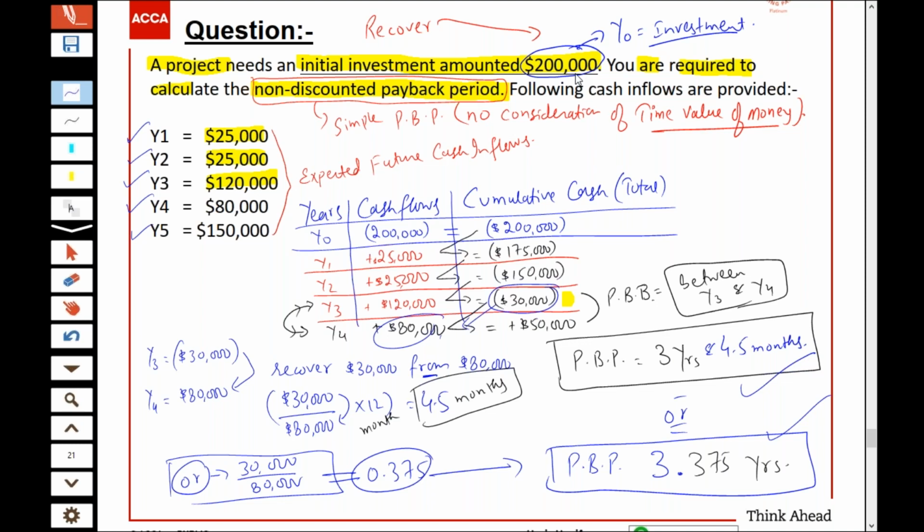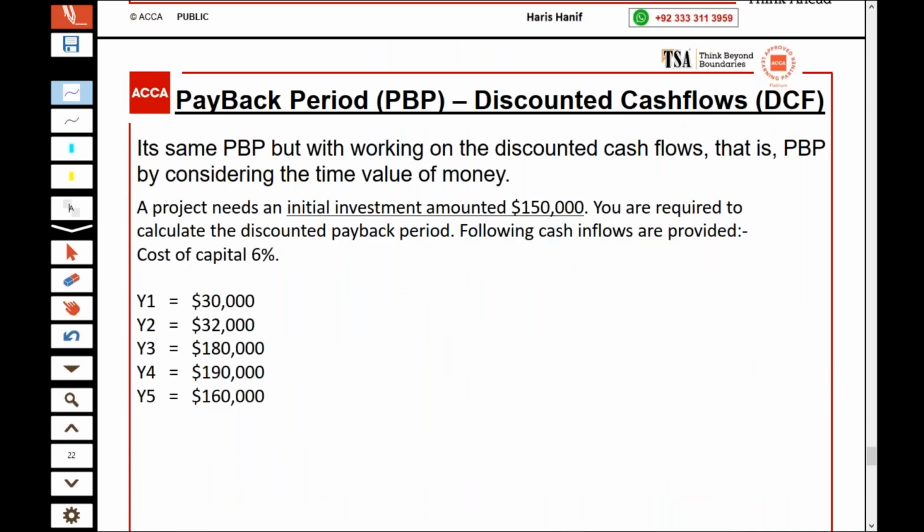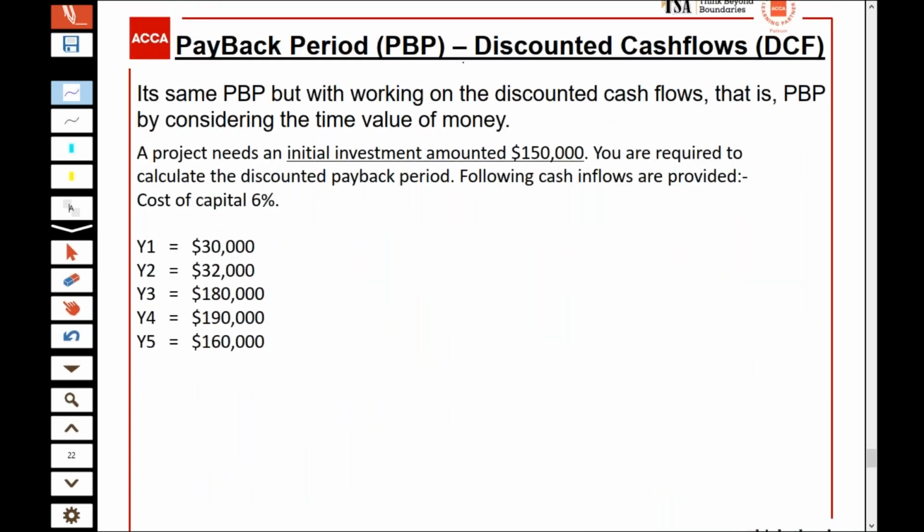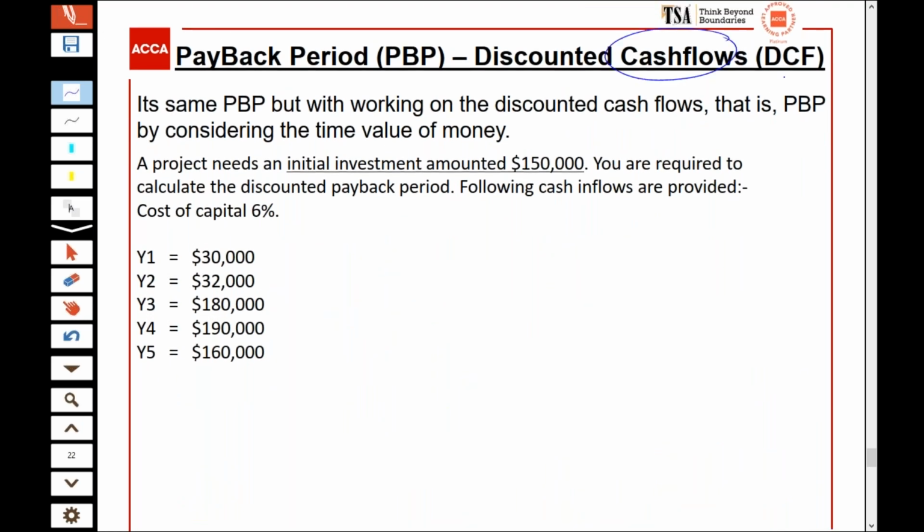Okay, let's now move on to the next technique, and the next technique is the payback period based on the discounted cash flows. DCF means the discounted cash flows. Okay, so we need to calculate the payback period based on the discounted cash flows. See what is written here. It's the same payback period, but working on the discounted cash flows, that is payback period by considering the time value of money.